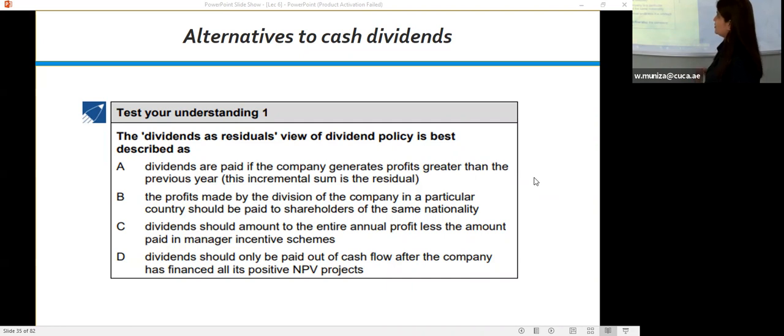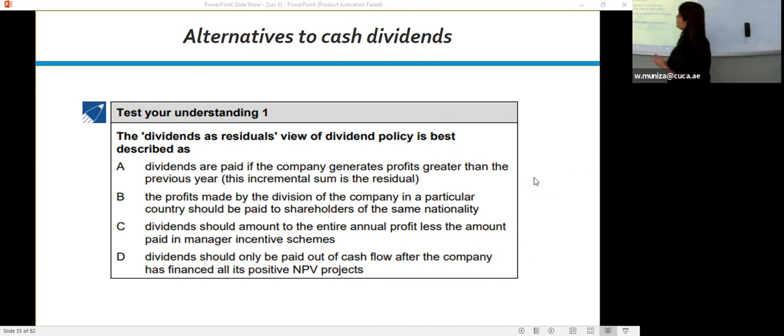Dividends are paid if the company generates profit greater than the previous year. No, this is not the condition. The profits made by the division of the company in a particular country should be paid to shareholders of the same nationality. Nothing. Dividend should amount to the entire annual profit less the amount paid in the manager incentive scheme. No. Dividend should only be paid out of the cash flow after the company has financed all of its NPV projects. This is the residual theory.